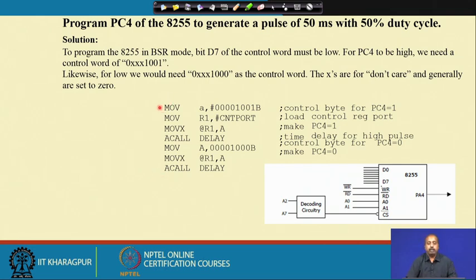So, this way we can use this 8255 to generate pulse with 50 millisecond delay. So, 50 millisecond delay can be controlled by this delay routine. Okay. So, that is not shown here explicitly. So, we know how to generate those delays by using timers or using soft delays, etc. So, it is 50 millisecond pulse width and 50% duty cycle. 50% duty cycle is ensured here, but 50 millisecond is not shown explicitly.